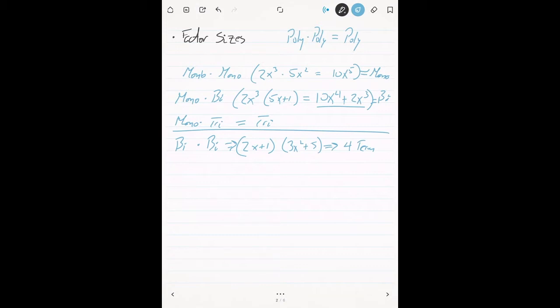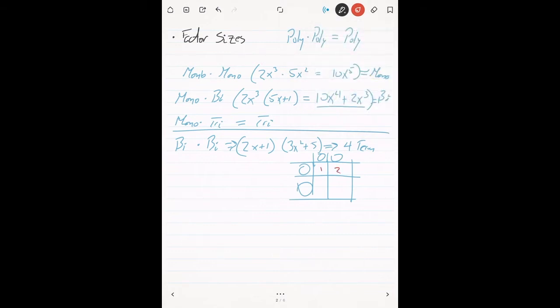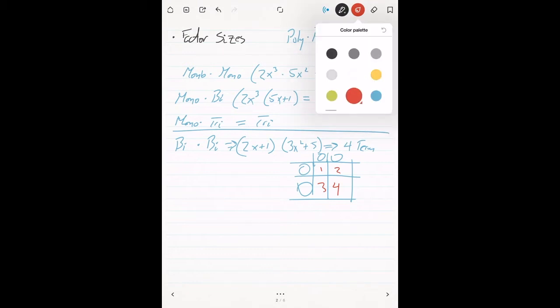You can think back to when we would use the box method or foiling. Anytime we would use the box method and multiply two binomials together, we would end up with 1, 2, 3, 4 terms. So a binomial times a binomial will give us a four-term polynomial.